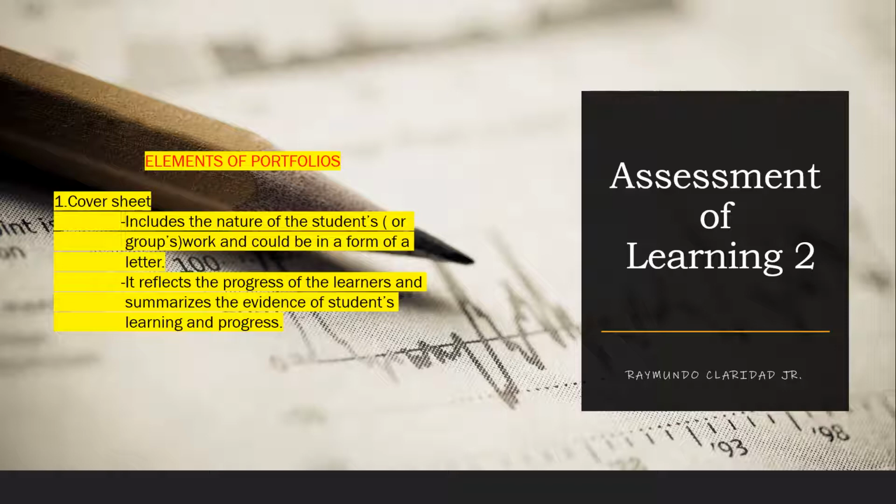So we will discuss now the elements of the portfolio. Number one is the cover sheet. The cover sheet includes the nature of the student's or group's work and could be in the form of a letter. It also reflects the progress of the learners and summarizes the evidence of students' learning in progress.